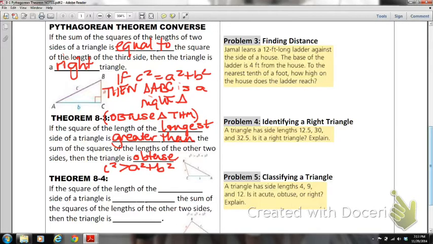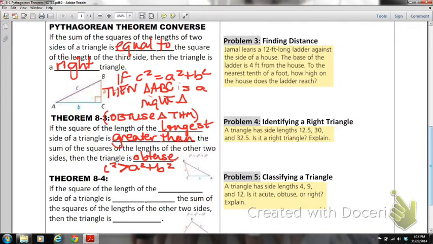So here in this triangle, if c squared is greater than a squared plus b squared, then the triangle is obtuse. So this is where it's beneficial to have the c squared on the left side of the inequality and the a squared plus b squared on the right side, because if the sign that goes between them is a greater than symbol, then it's obtuse.